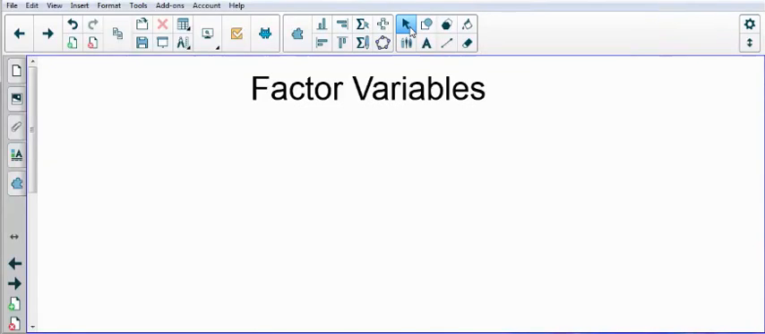Okay, so last time I showed you how to factor the number part of a monomial. This time we're going to look at the letter part, or factoring variables. So let's go ahead and start with this example right here. X to the fifth plus x to the third.